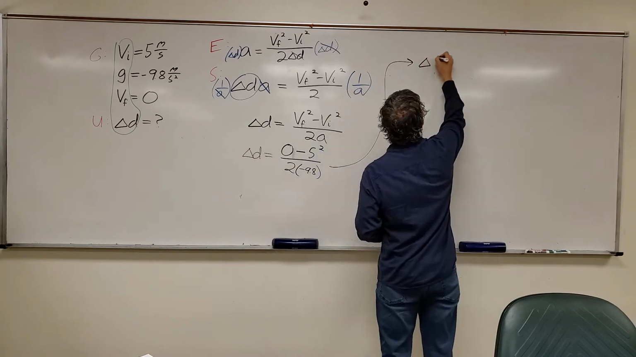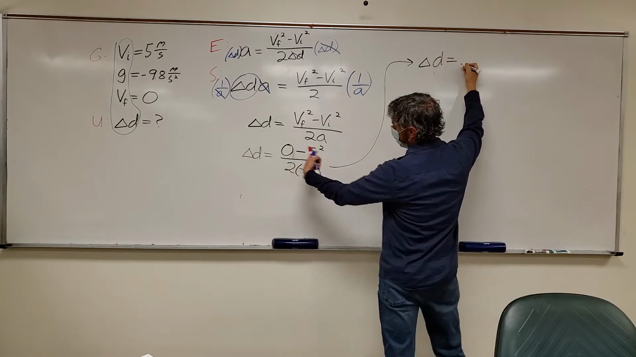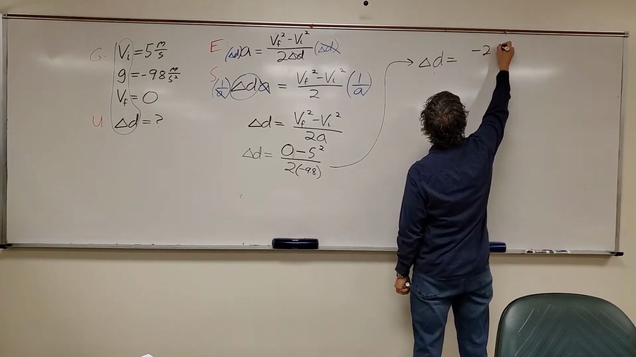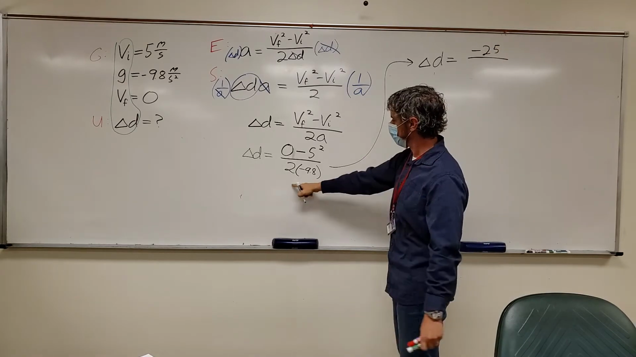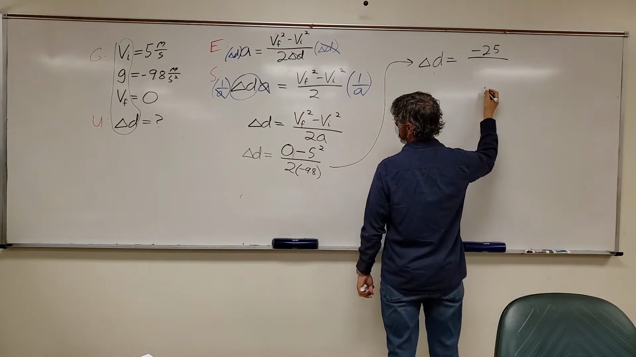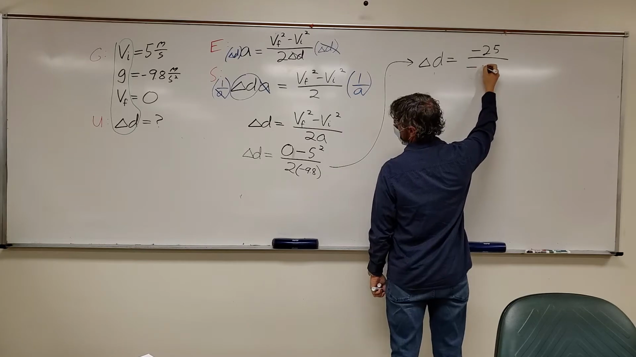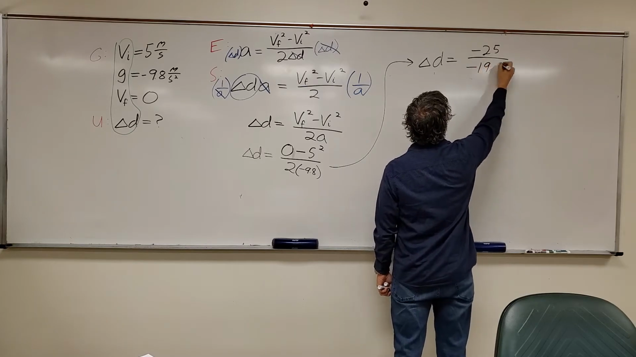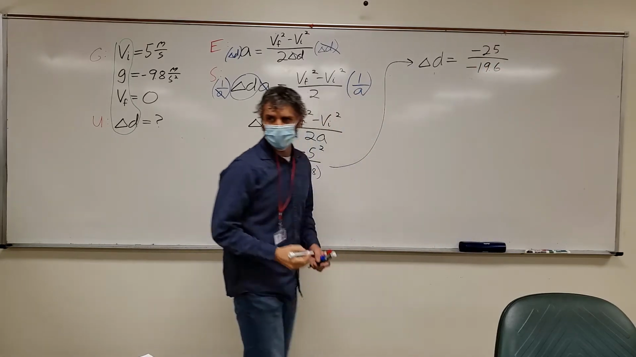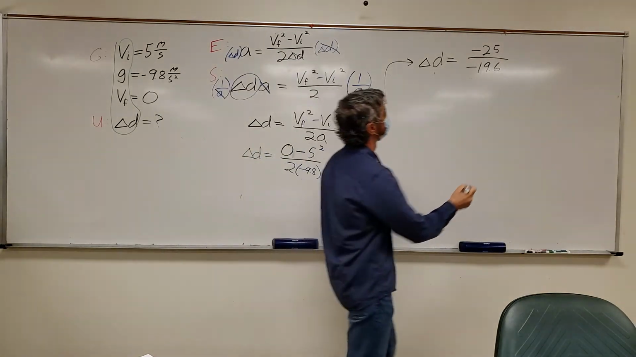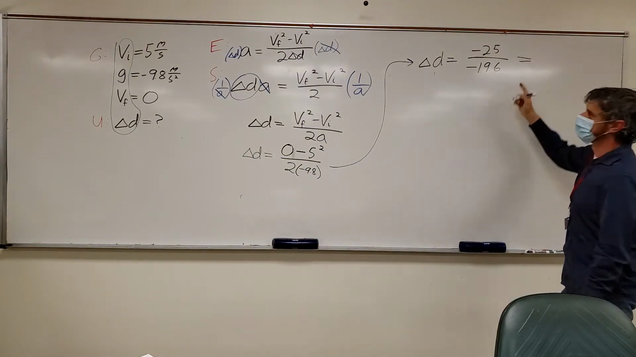And then I'm just going to do this slowly but surely. 0 minus 5 squared is negative 25. Divided by 2 times negative 9.8 is negative 19.6, I think. Okay, thank you. And then, oh, you got a calculator. Sweet. So what happens when you do that?